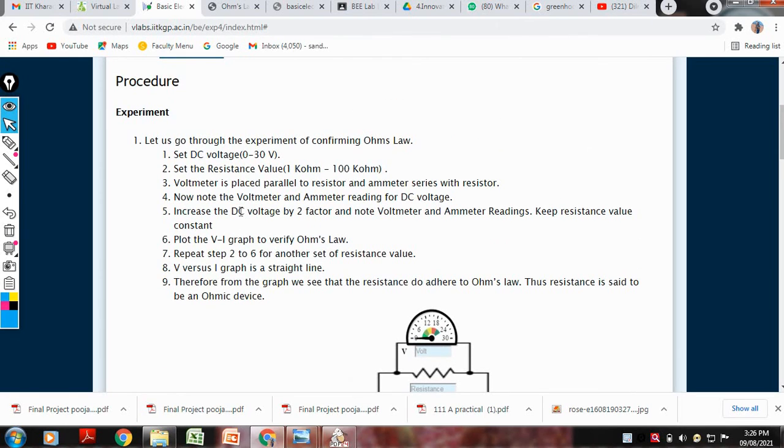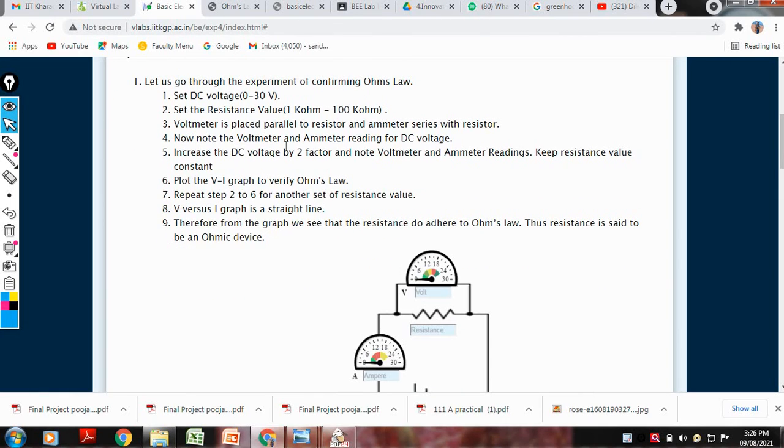Here, first let's go to Ohm's law. First set the DC voltage from 0 to 30 volts. Then set the resistance value from 1 kilo ohm to 100 kilo ohm. Then the voltmeter is placed in parallel to the resistor, that is, connected across it. Then note the voltmeter and ammeter readings for the DC voltage. The voltmeter measures DC voltage and the ammeter measures current.